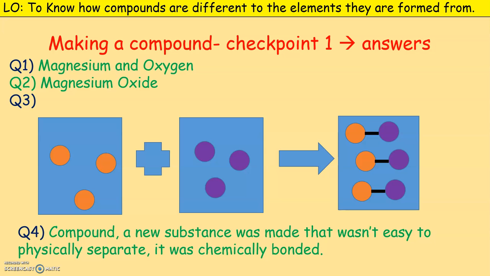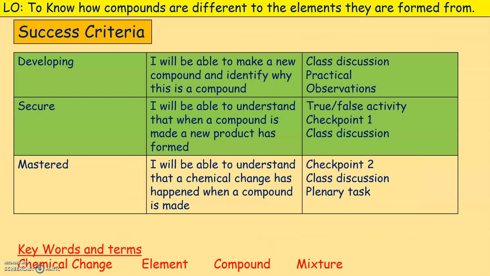And number 4 is actually a compound. The compound was formed. A new substance was formed that wasn't easy to physically separate, so that it was chemically bonded together. Again, give yourself a mark if you got it right. If you haven't, make sure you correct your mistakes using a green pen. All right, now we've been able to actually secure this knowledge.